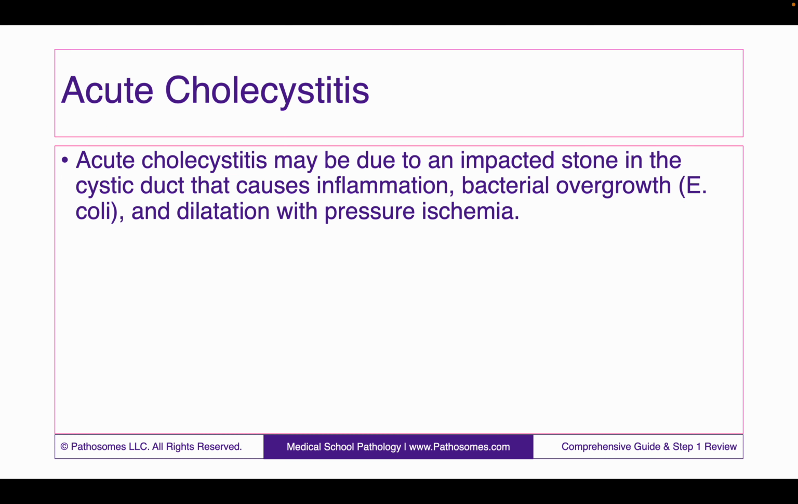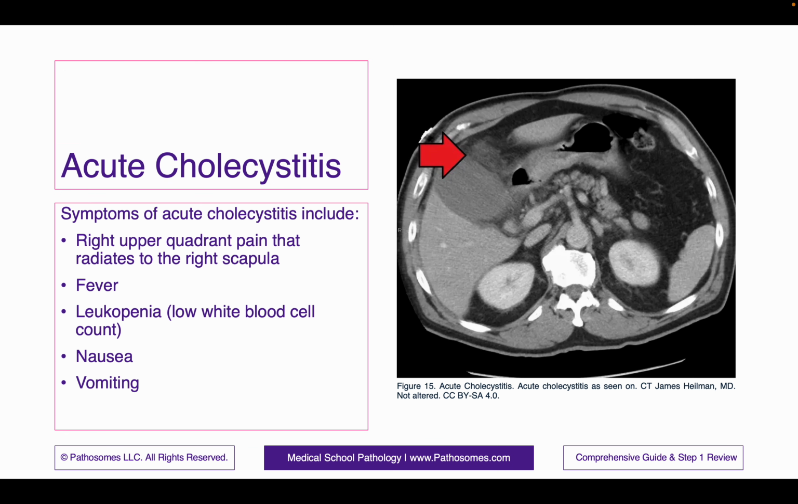Acute cholecystitis may be due to an impacted stone in the cystic duct that causes inflammation, bacterial overgrowth, and dilation with pressure ischemia. Symptoms of acute cholecystitis include right upper quadrant pain that may even radiate to the right scapula, fever, leukopenia, i.e., low white blood cell count, nausea, and vomiting.